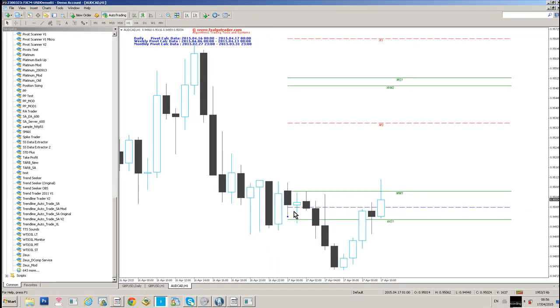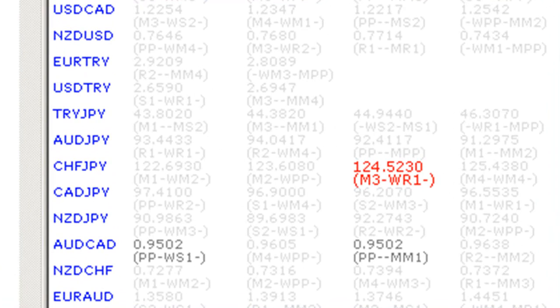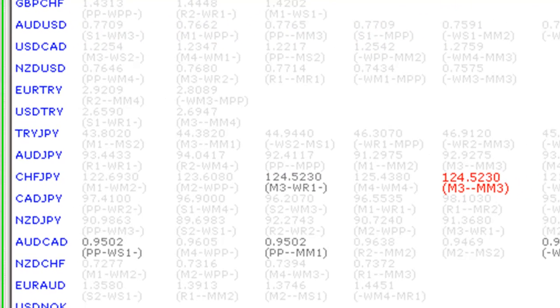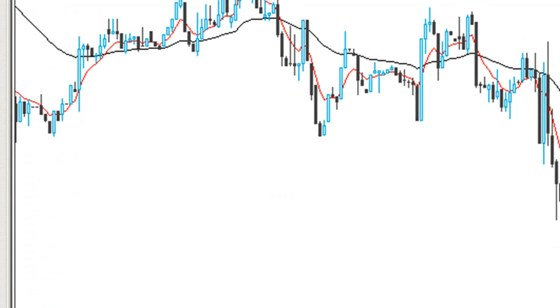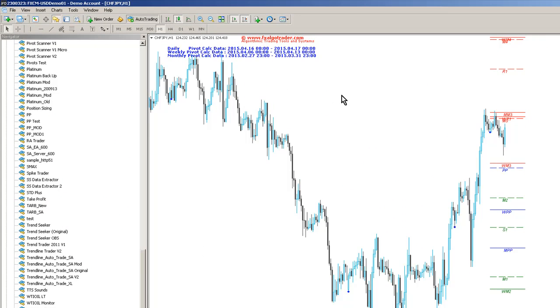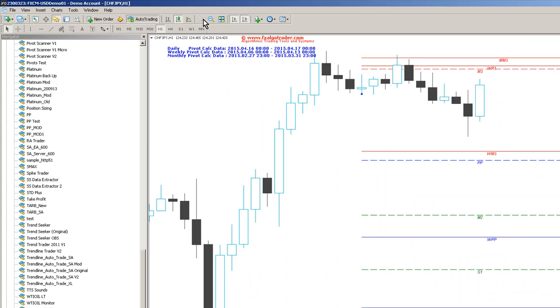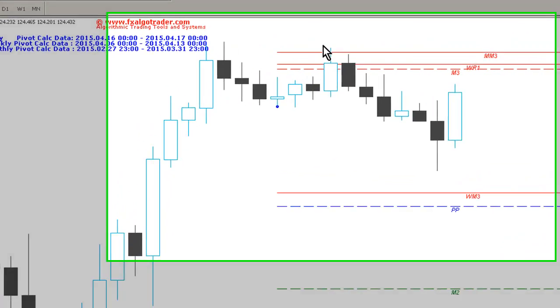And this Swiss franc, Japanese yen, twin pivot proximity alert: daily M3 pivot, weekly R1 pivot, daily M3 pivot, monthly M3 pivot. So let's look at the Swiss franc yen chart, and sure enough, you can now see we're seeing this again on an hourly basis.